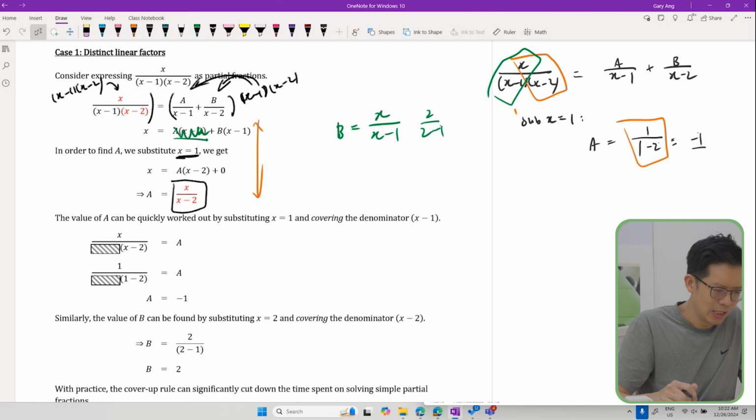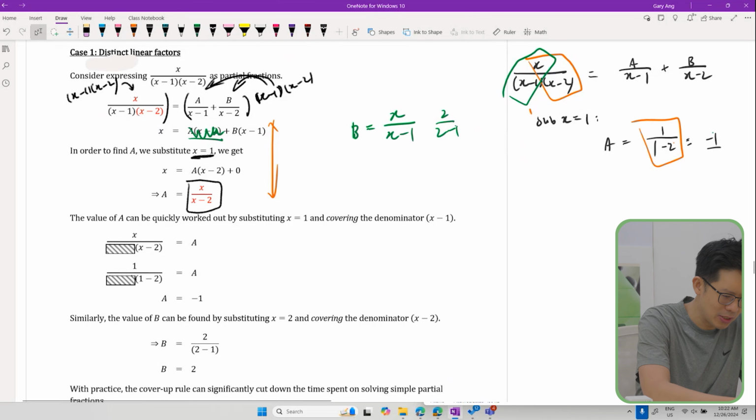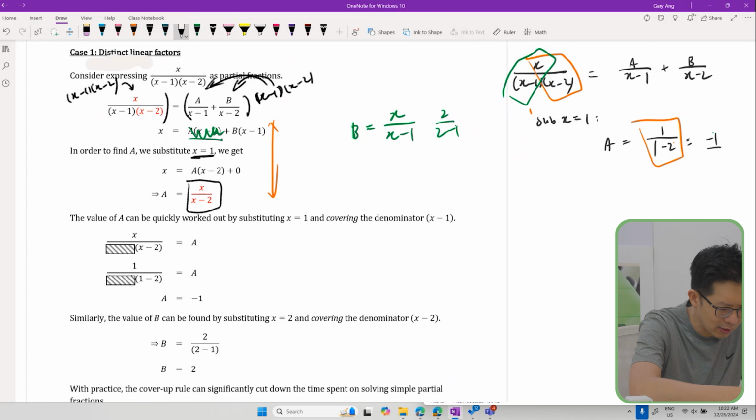So this is what we call case 1, which is rather simple, what we call distinct linear factors. Sorry, I'm using a wrong pen. Distinct linear factors, so of course, it is 1 by 1, right?